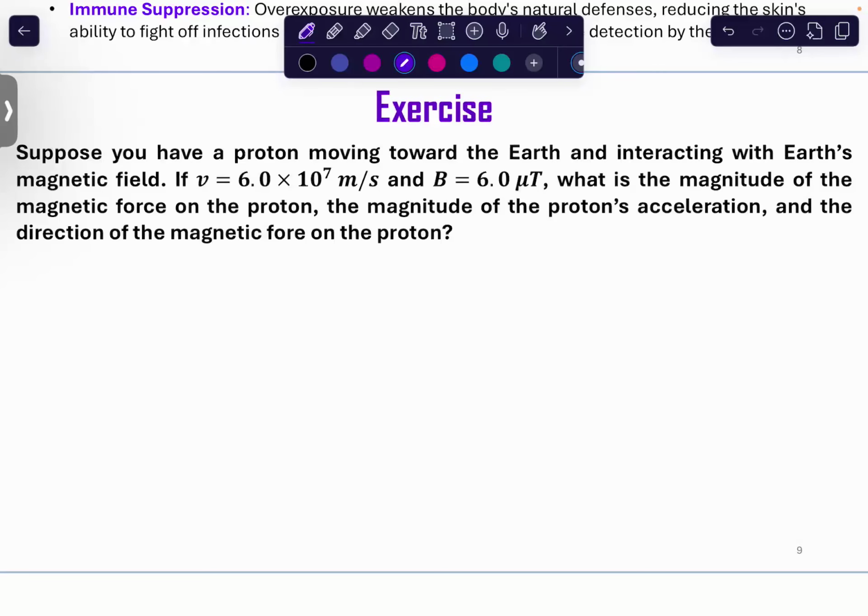So here we go. Say you have a proton moving toward Earth and interacting with Earth's magnetic field. Okay, so first off, proton moving towards Earth. Which way is it moving? If you had to put this on axes, which way is it moving? Negative y, which is which way? Down. So make sure you're able to take apart these questions.